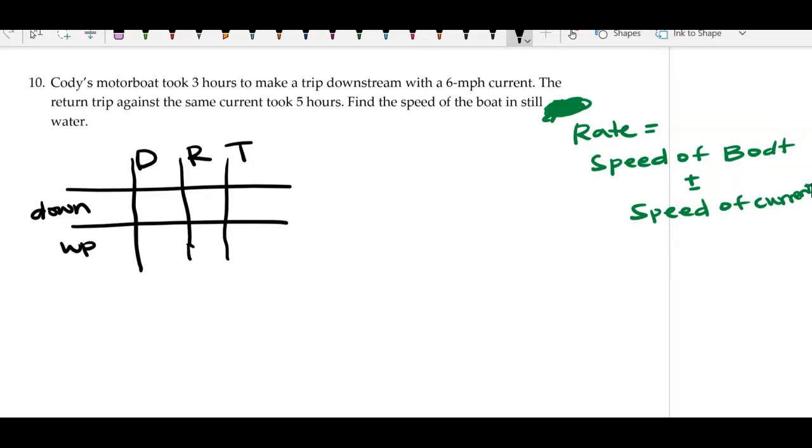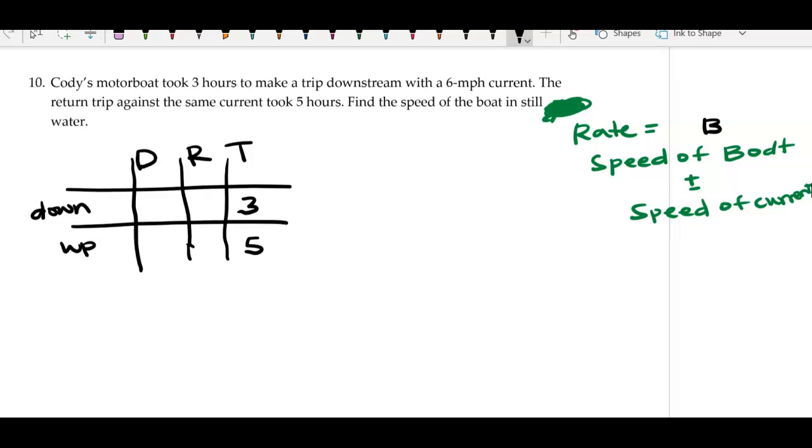So where is it going to go in the downstream? And the T for time. Yeah, under T for time. So 3 goes there. And then how many hours does it take upstream? 5. Okay, now this is the part with the rate, right? We are given the speed of the current, but we don't know the speed of the boat. So I'm going to call the speed of the boat B. That's what we're trying to solve for.